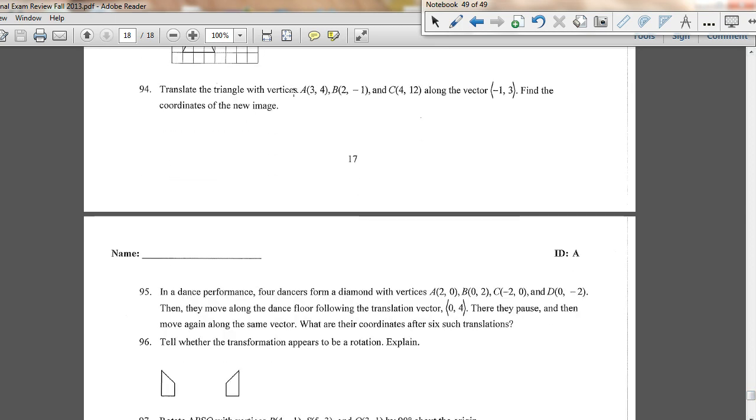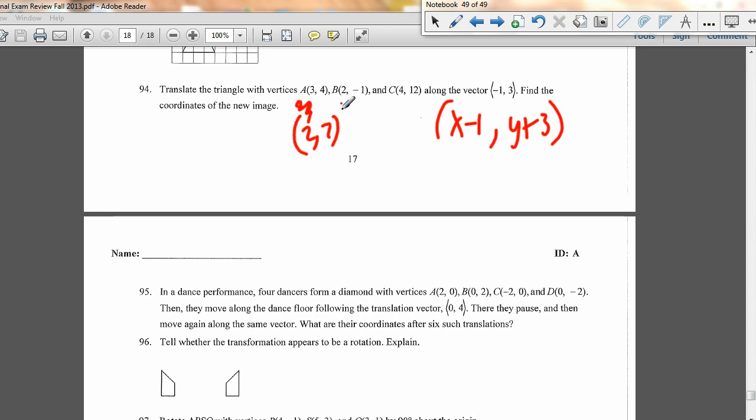Translate the triangle with these vertices along the vector. So what this means is that you might also see it written like this. The x moves, sorry, that should be -1, and the y moves, I'm doing that wrong. Let me redo that part. You might also see it like this. Okay, this means that all the x values are going to change by -1. So this would be a negative, this would be a 2. And then all the y values are going to change by 3. They're going to get bigger by 3, so this is 7.